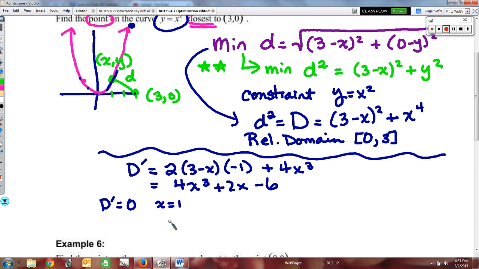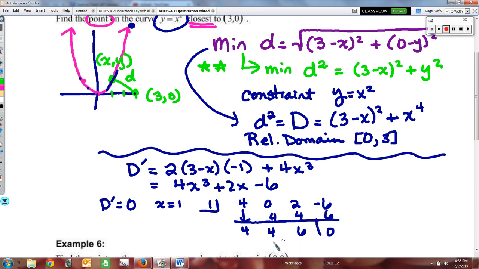Now, once I guess and check and get 1, let's use our old friend, the synthetic division, 4, 0, 2, negative 6, just to see what some other ones are. Drop your 4 down. 4 times 1 is 4. Add these together. 4, add those. 6. 6 times 1 is 6. 0. So that's going to leave us with a factor of x minus 1 and a factor of 4x squared plus 4x plus 6.